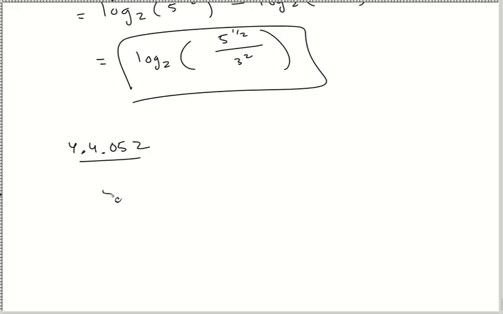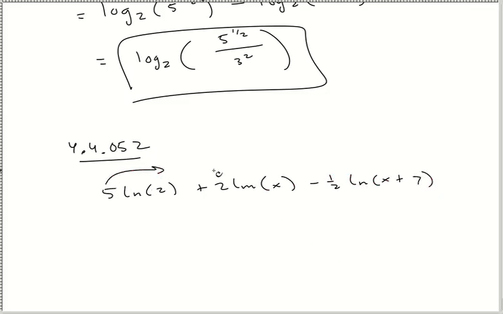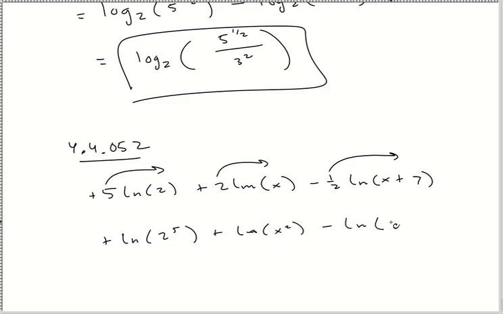4.4.052. So I got 5 ln of 2 plus 2 ln of x minus 1/2 ln of x plus 7. So some things, I can move the 5 up, the 2 up, the 1/2 up. Notice that these are positive. So regardless, here in just a second, this guy is going to be numerator, plus sign in the front. This guy is going to be in the numerator, plus sign in the front. And this guy is going to be in the denominator because he's got a minus sign in the front. Numerator, numerator, denominator. Put it all together.